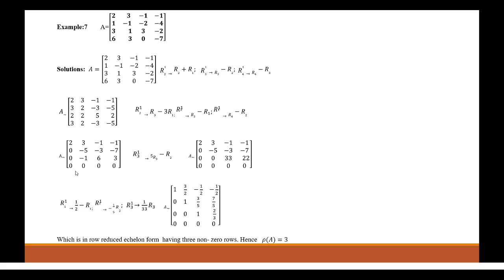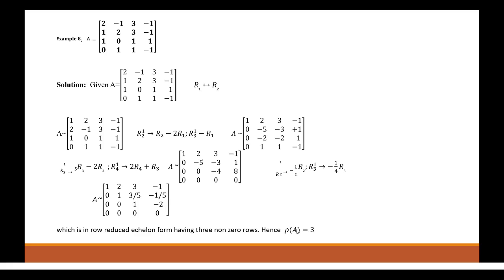In this matrix, the last row, all the elements become 0. Again, we have to operate the row operation R3' = 5R3 - R2. Then we get this final equivalent matrix. In this equivalent matrix, the last row becomes 0. There are 3 non-zero rows. For that reason, the rank of the matrix is 3. So next we move on to example 8.